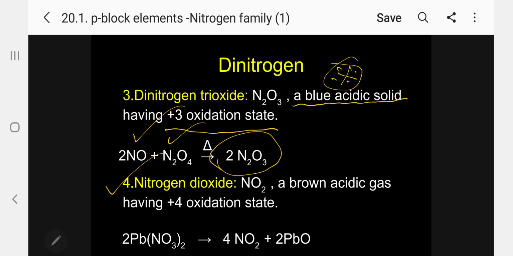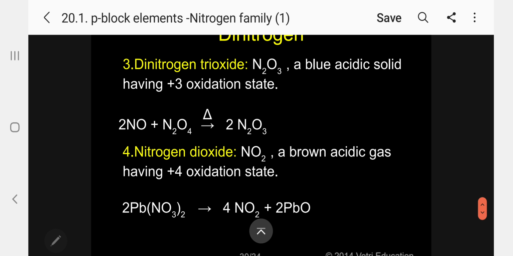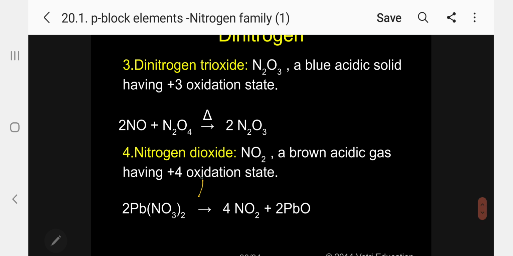The next oxide, nitrogen dioxide, NO2, is a brown acidic gas. Please follow. A brown acidic gas having plus 4 oxidation state. How is it prepared? Kindly follow. Simply by heating lead nitrate, 2 moles, it produces 4 moles of NO2 and 2 moles of lead oxide. So the oxidation state is plus 4. It's a brown acidic gas. Kindly follow.